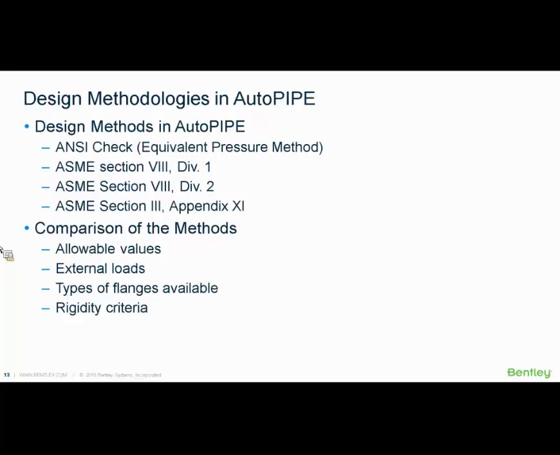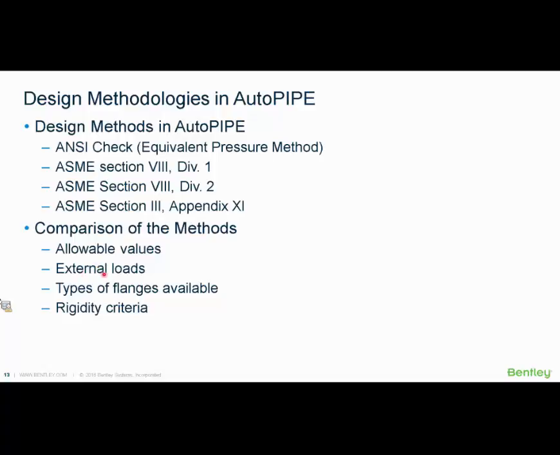So that's one of the main differences, and another difference is the consideration of additional external moment due to the axial force and bending moment applied to the flange. This is only included in the division 2 flange analysis method. However, in AutoPIPE, we have made this an option for consideration in the division 1 flange analysis method as well.